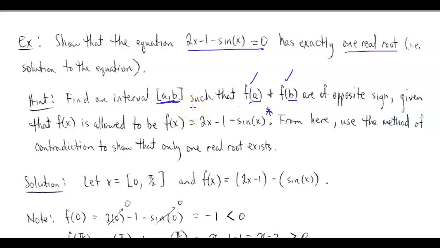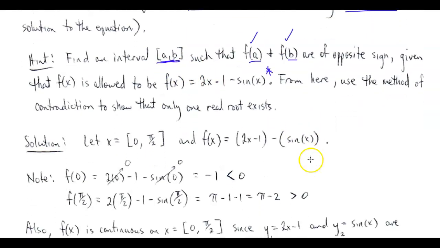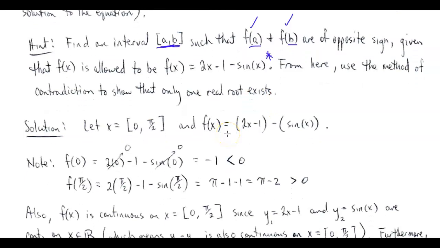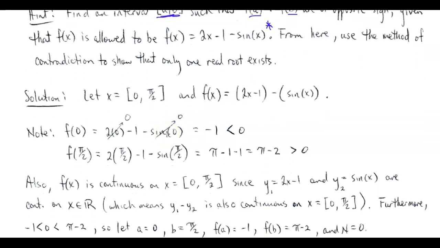Okay. All right. And I'm telling you here that I'm going to use a method of contradiction to show that we only have one real root. So let's just get started, and then I'll coach you through the rest of it. So here I select this particular interval from 0 to pi over 2, okay? And I let my function here be 2x minus 1 minus sine x.